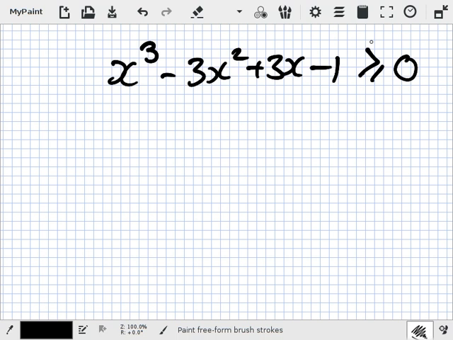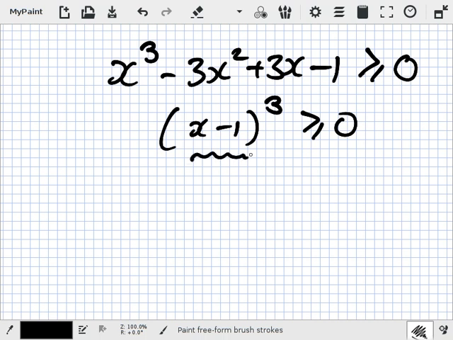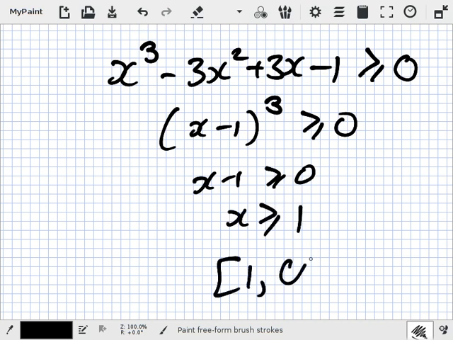I tried to make this one easy for you, because I was hoping somebody would spot that it's 1, 3, 3, 1. So this is actually x minus 1 cubed. And when is a cubic positive? When this part is positive. Because if you cube a negative, it's negative. If you cube a positive, it's positive. So you just need x minus 1 to be positive, which means x needs to be bigger than or equal to 1. So the answer is this.